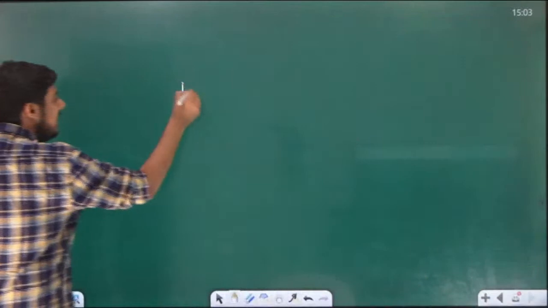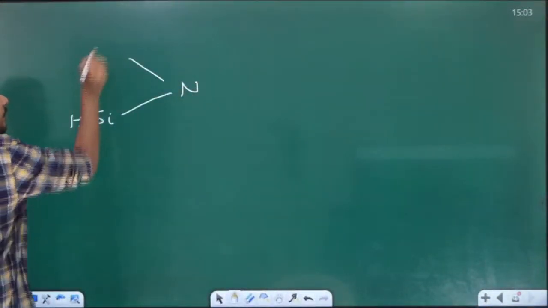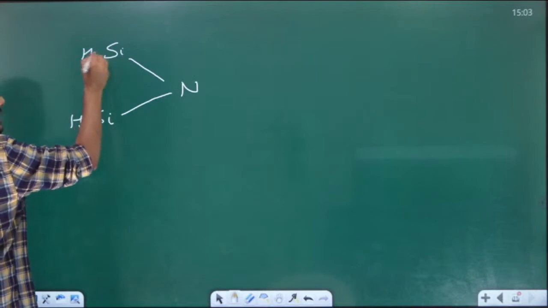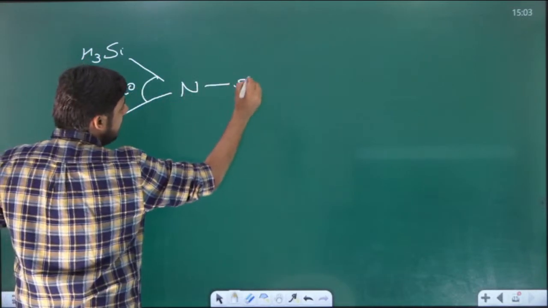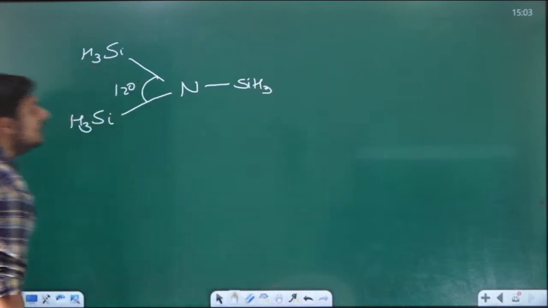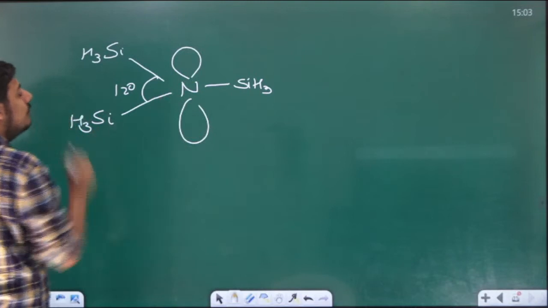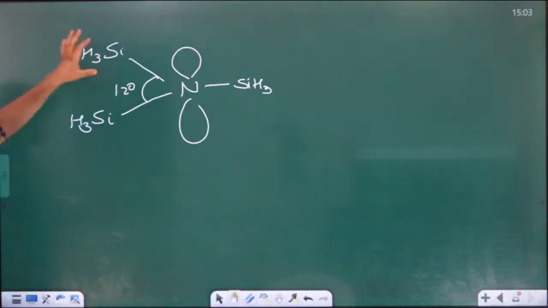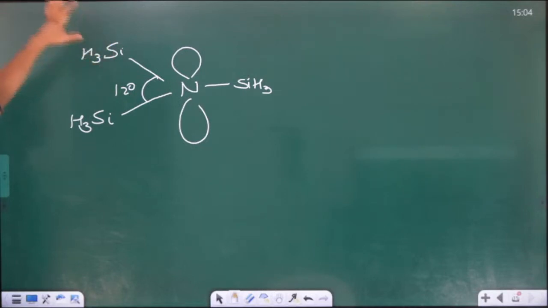we will see that these large groups will be present at a 120-degree angle. And if this is the case, then this molecule will not go back into sp3, because if it tries to go into sp3, it will have more repulsion. It will have high steric repulsion.